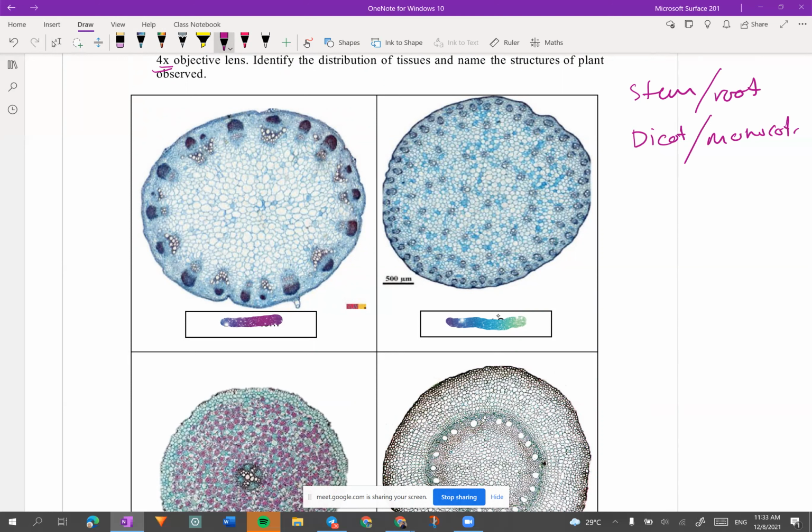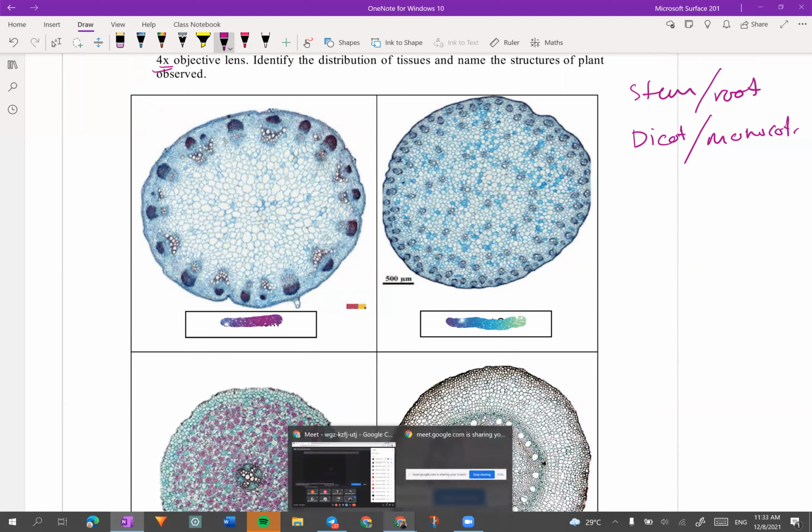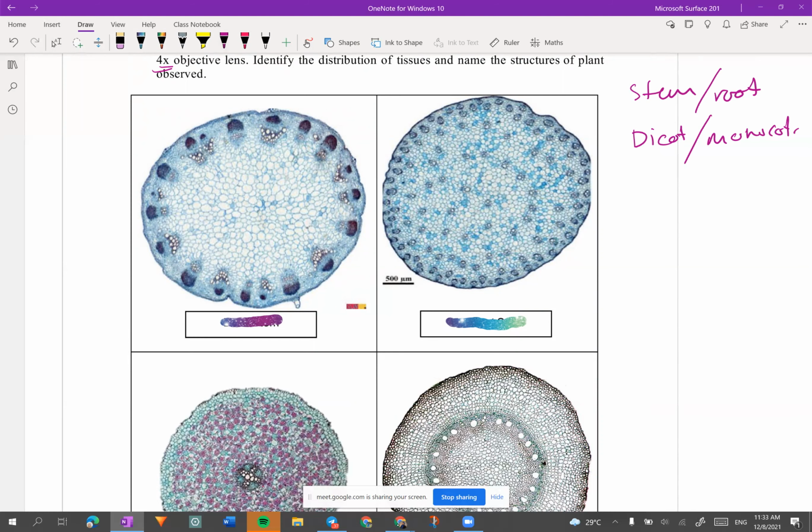So dekat sini sebenarnya dekat dalam you punya lab manual dah ada. Right? Saya tak sure Cikgu Masna letak kat mana. Kalau saya dah letak dekat GC. Okay. So you boleh ambil dekat manual dekat GC saja. So here I'm gonna just tell you, kalau dia tersusun in ring macam ni, so dia adalah dicot stem. Kalau dia scattered like this one, so dia adalah monocot stem.